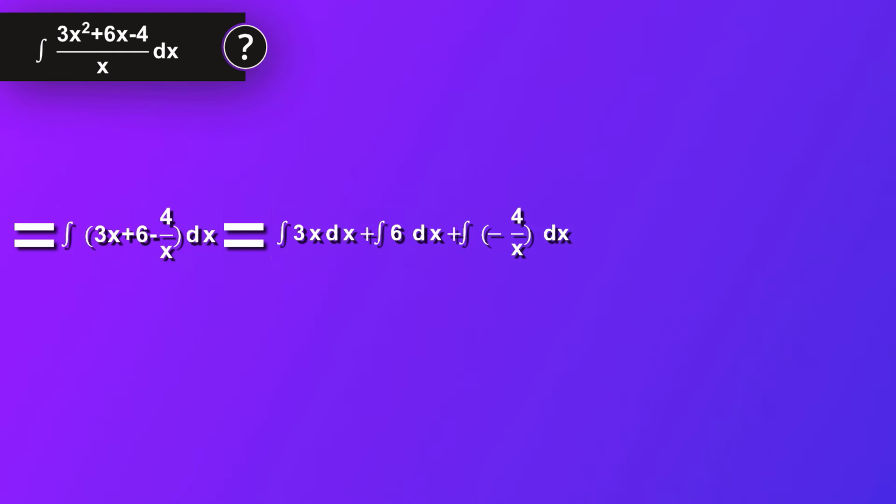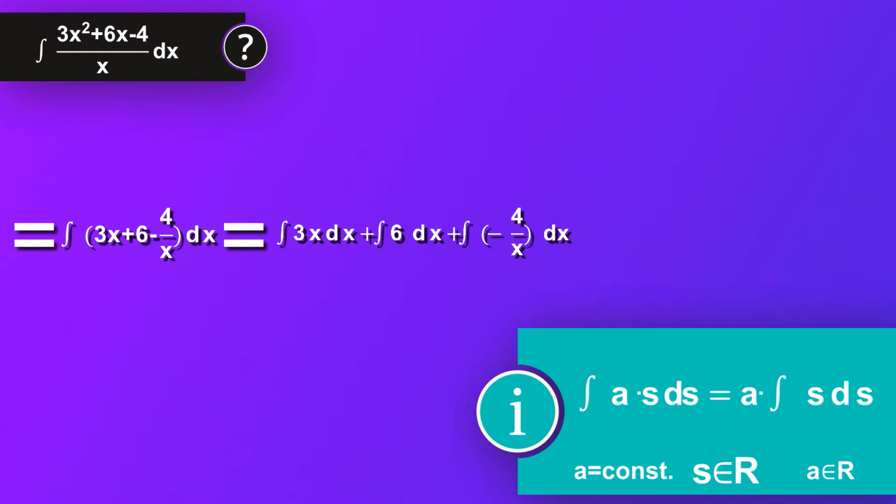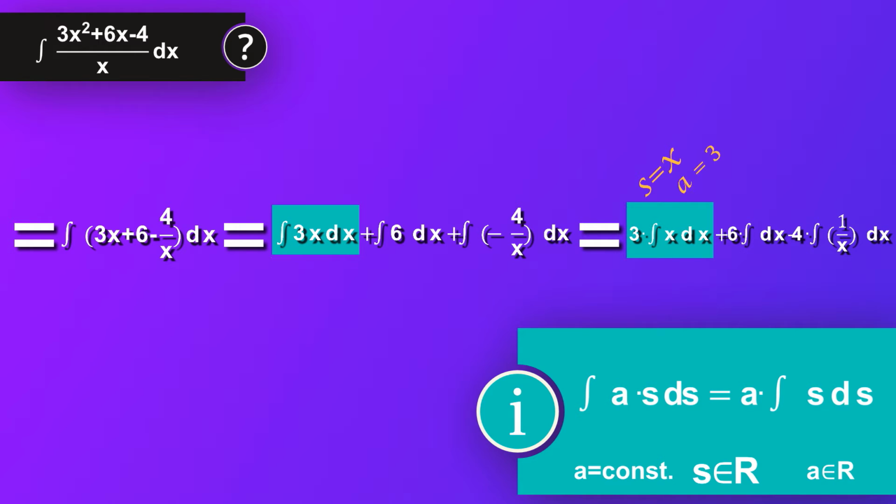Then, we can apply the formula which says the integral of a constant a multiplied by a variable s by ds equals the constant a multiplied by the integral of s by ds. In our case, we will apply it to each integral. First, s is x and a is 3. And we've got 3 multiplied by the integral of x by dx.